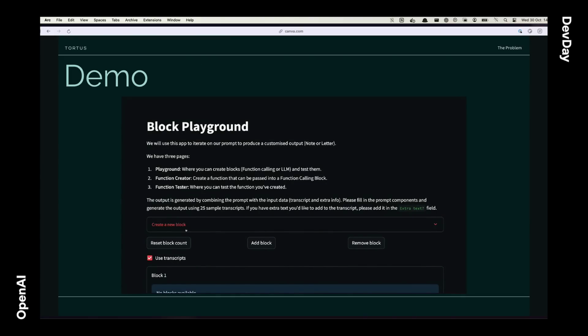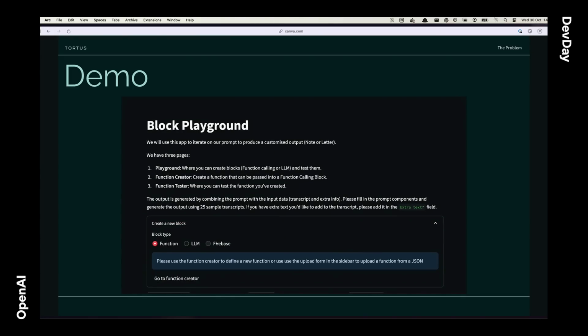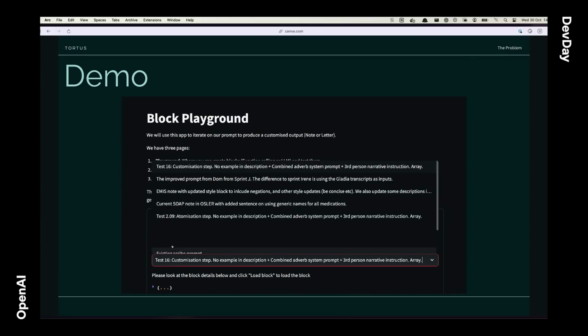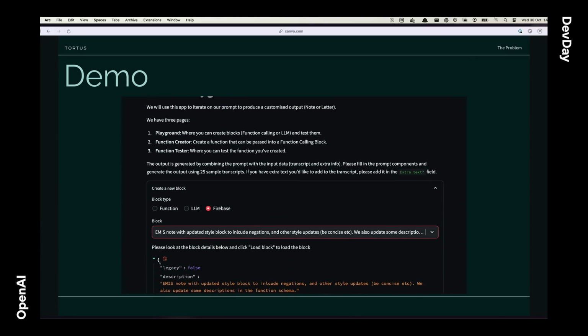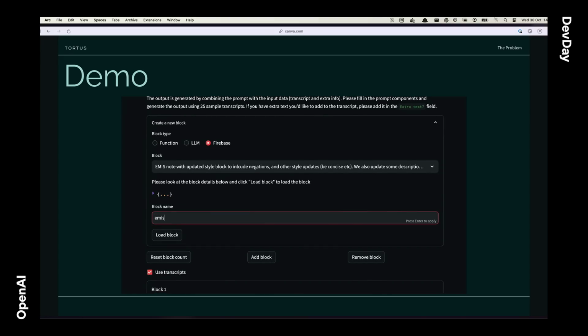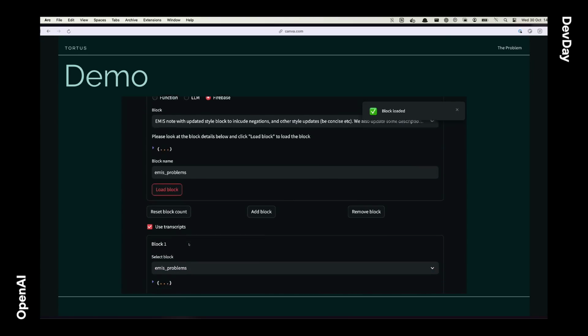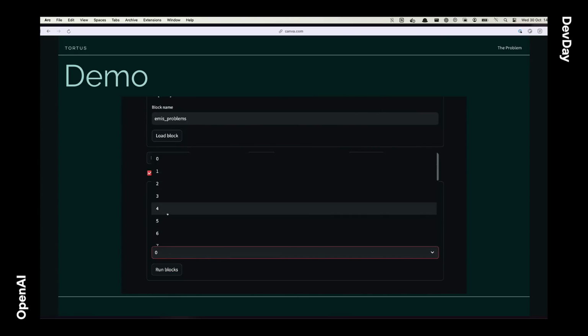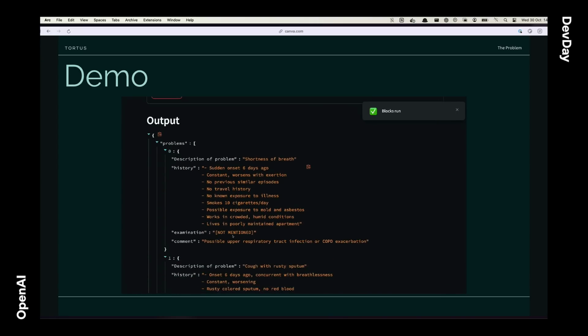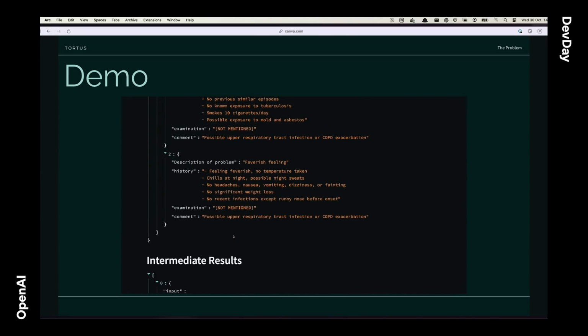We created a UI to allow our clinicians to create these blocks, so that they can create function calling blocks and structured output without having to edit a long JSON. And we can also load in some blocks from Firebase. So what we've got here is a block which extracts key problems from a medical transcript in the format which is used for an electronic healthcare record system called EMIS. The clinicians can load up this block, feed in a couple of transcripts to see how the output turns out. This is a structured output, which shoots out an array of problems.